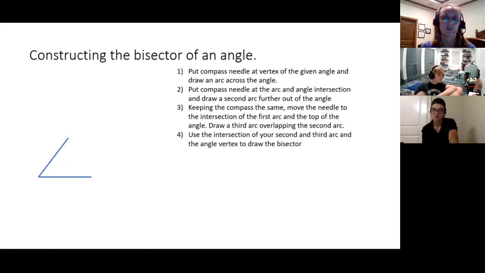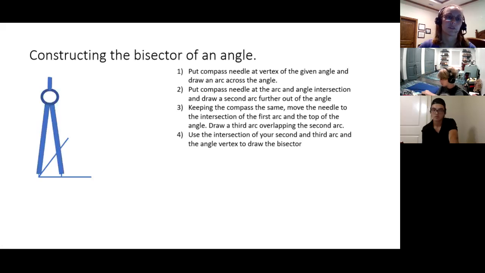So if we have this given angle, if we want to create the bisector of it, if we want to figure out where to divide it in half, we first put our compass needle on the vertex. So I know in this picture it looks a lot the same, but this is the pointy part and this is the pencil part. So you put the pointy part right there on the vertex, and then you're just going to draw an arc, part of a circle, across the angle.